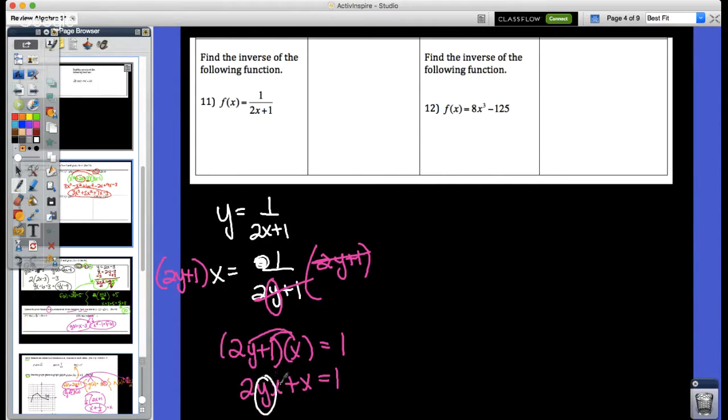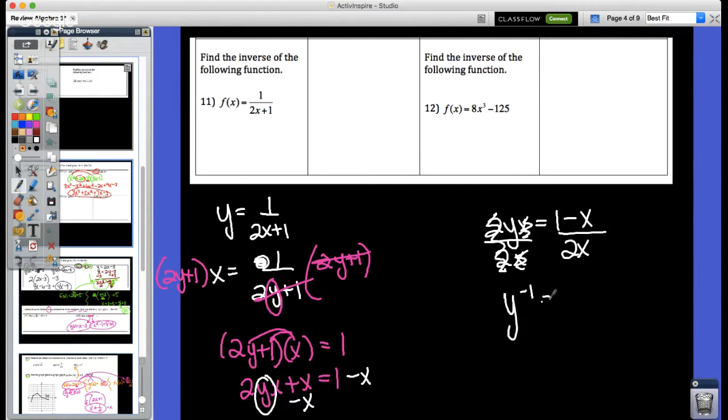Remember, we're trying to solve for this y here. Whatever we can do to get rid of that. So let's subtract this x to the other side. So now we've got 2yx equals 1 minus x. So since we have all this multiplied, we can break it up by dividing by everything that's not y. So we can divide by 2 and x. Okay? So we divide that out. We get y inverse equals 1 minus x all over 2x. And that right there would be my answer. And that's it. Boom shakalaka.